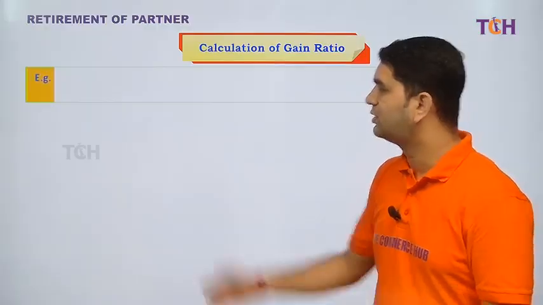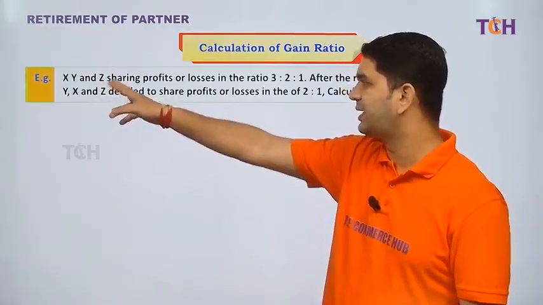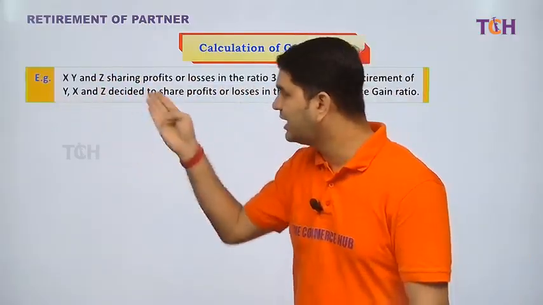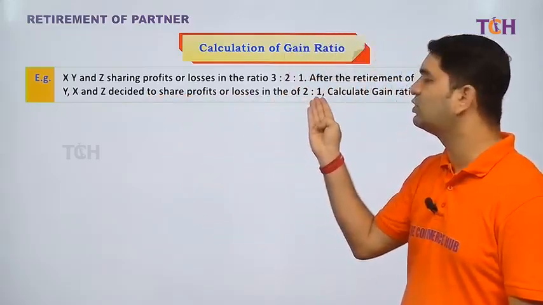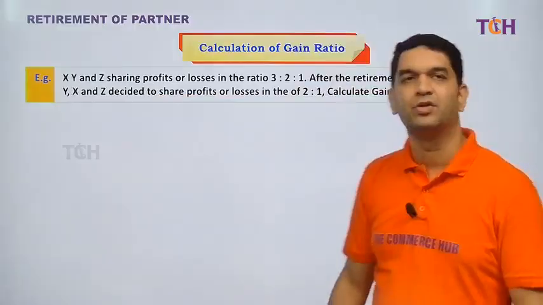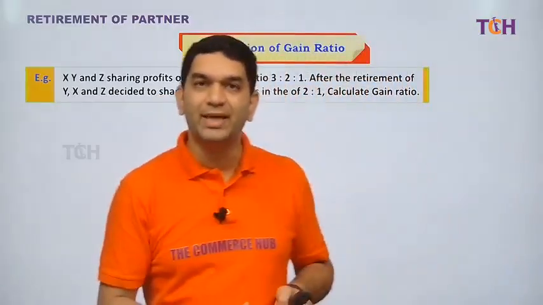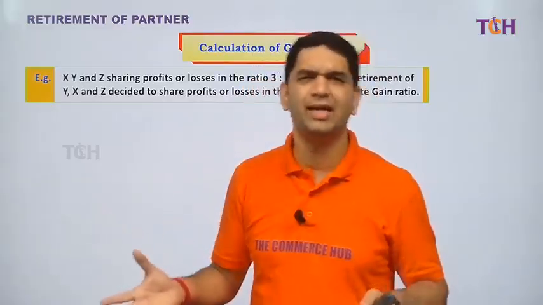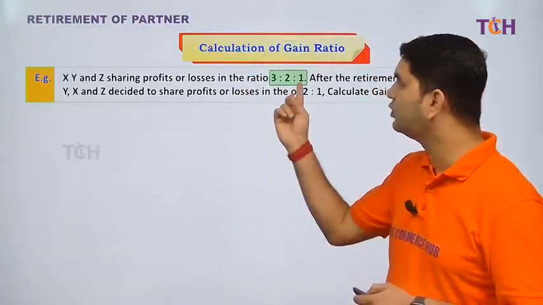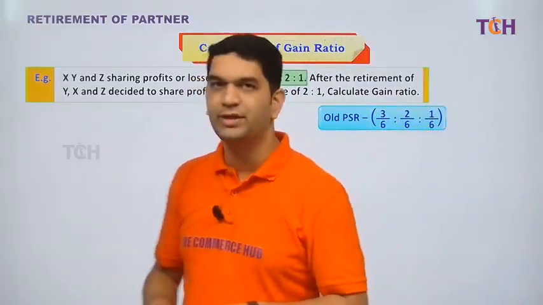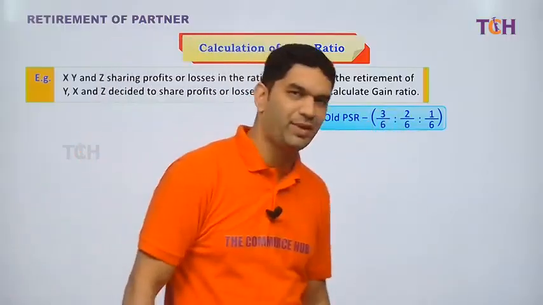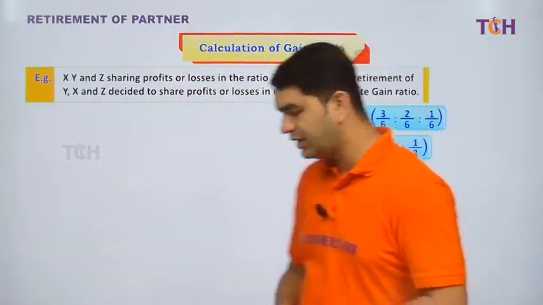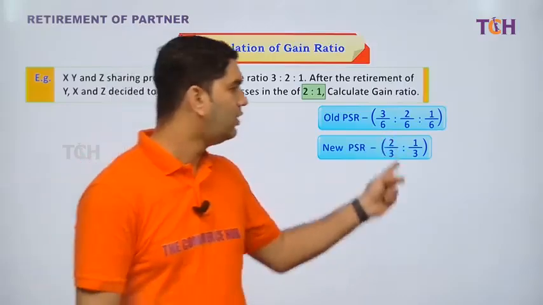Now, let us go to another example. X, Y, Z sharing profits and losses in 3:2:1. After retirement of Y, X and Z decided to share profits or losses in the ratio 2:1. Calculate gain ratio. We have OPSR, we have NPSR, and we're going to apply the formula for GR. Here we go. This is OPSR. Old profit sharing ratio is 3:2:1, that itself means 3/6, 2/6, 1/6. And we also have the new profit sharing ratio, which is 2:1. That is 2/3 and 1/3.